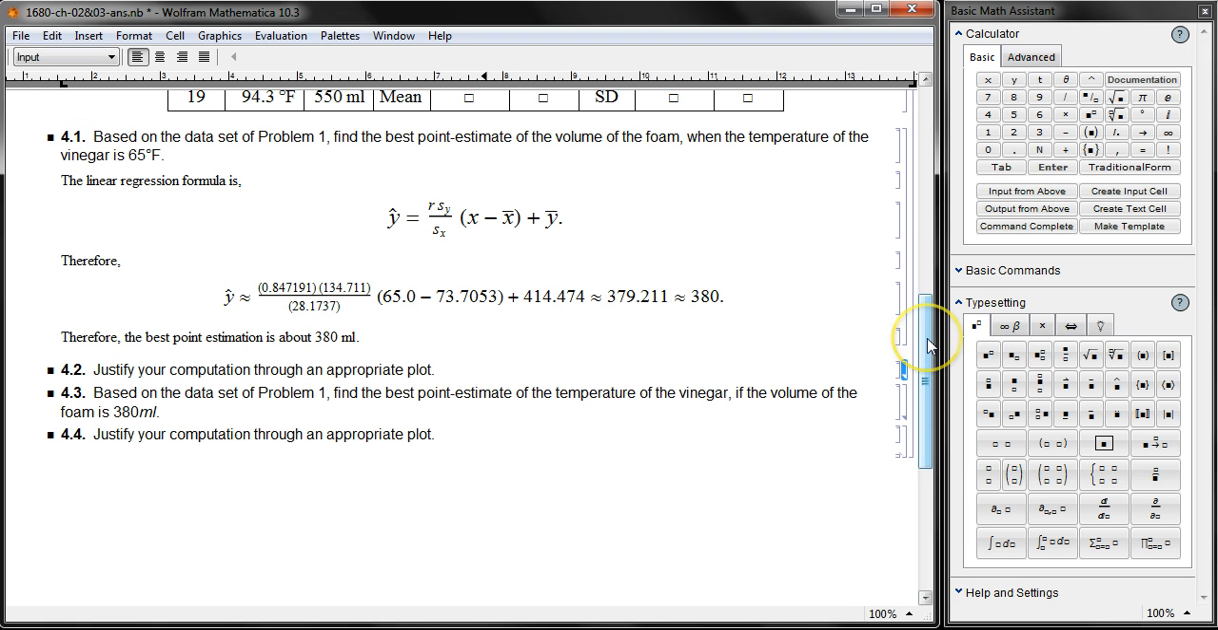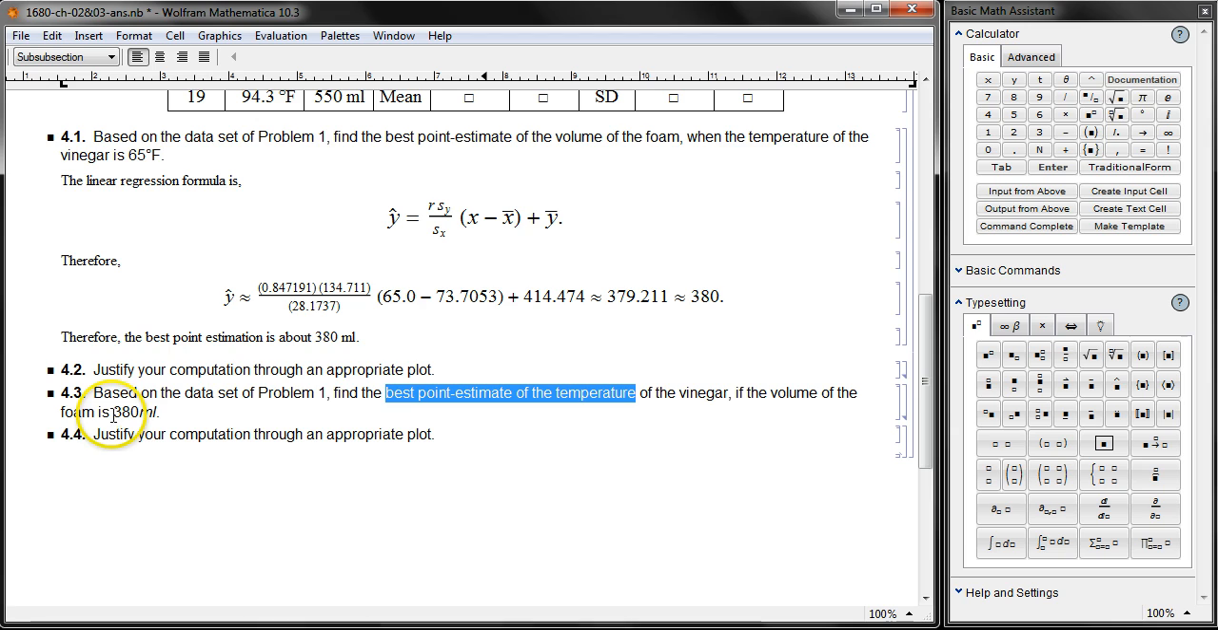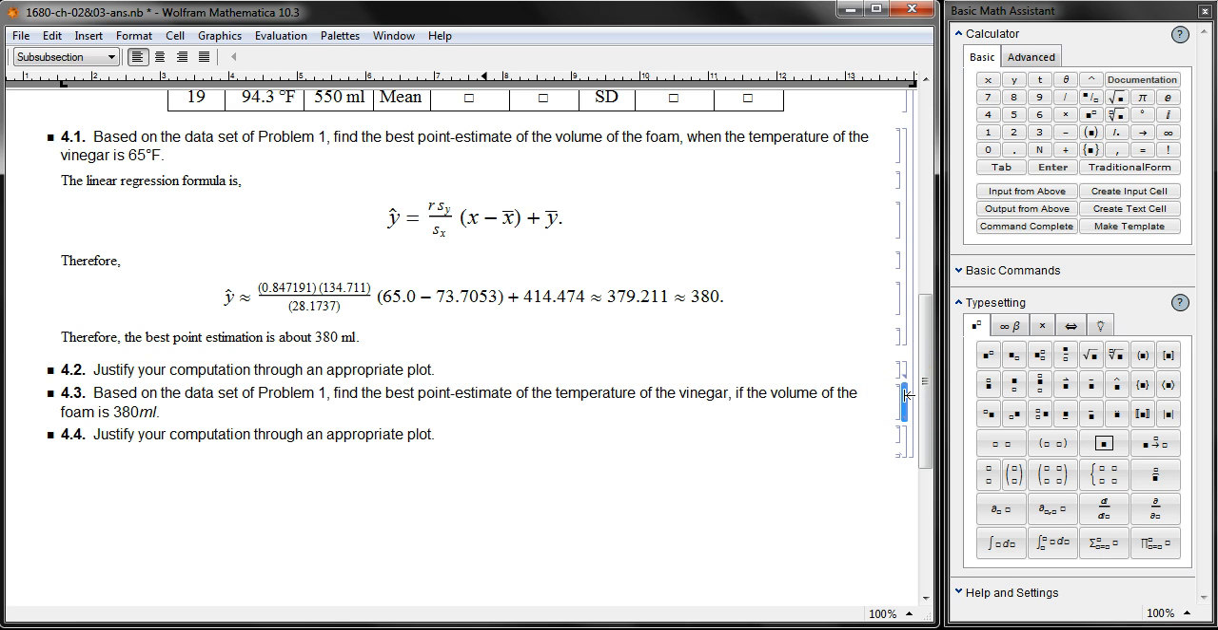Next problem is actually going backward. Best point estimate of the temperature this time when the volume is 380 milliliters. Wait a minute, didn't we just do that before? 380 milliliters. So if I go back, hey, it's gotta be 65 degrees. No? No. The answer is no. We have something called the regression effect. Each time we run regression, the answer will approach a little bit toward the mean.